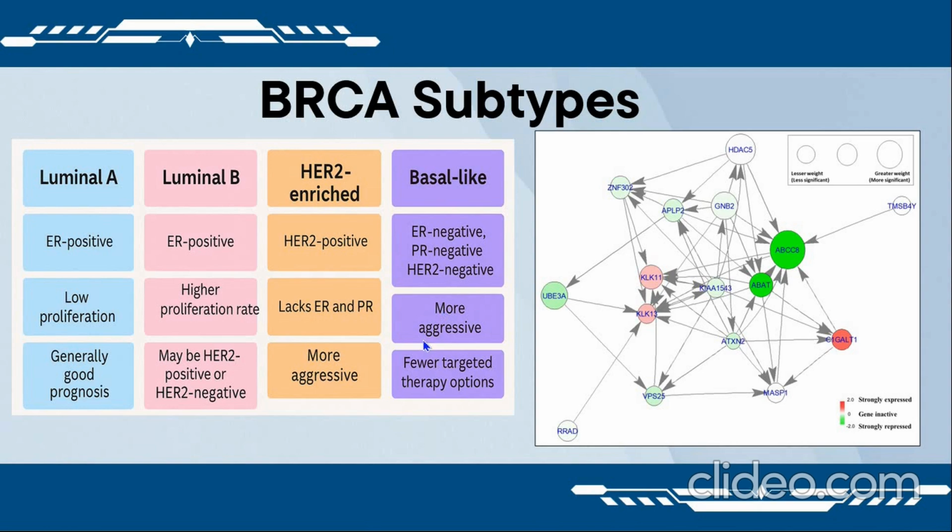So here you can see a sample of a luminal A subtype network with different colors, shades, and different sizes of the genes. The bigger the size of the gene, the more significant the gene is. If it is green, then it's strongly repressed, and if it is red, then it's strongly expressed, because it's a gene expression dataset.